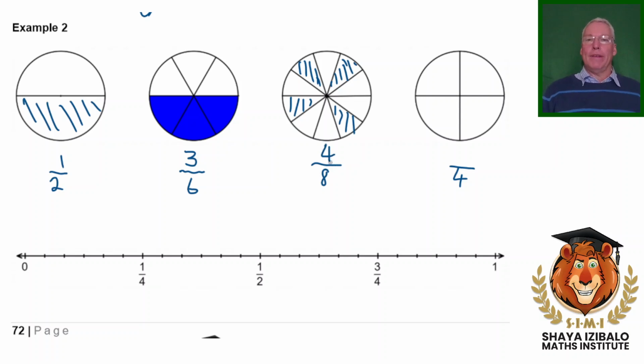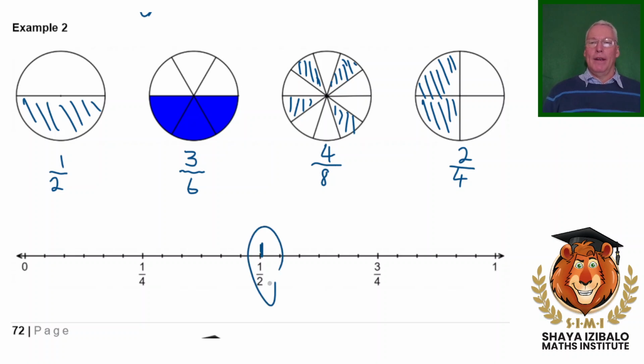Having 4 pieces out of 8 in a cake is exactly the same as having 3 pieces out of 6 or 1 piece out of 2. And if there's only 4 pieces, well, maybe you want to have 2 pieces. Maybe you want to have that one and that one. Doesn't matter which 2, but 2 out of 4. All right. All of these numbers represent a half.